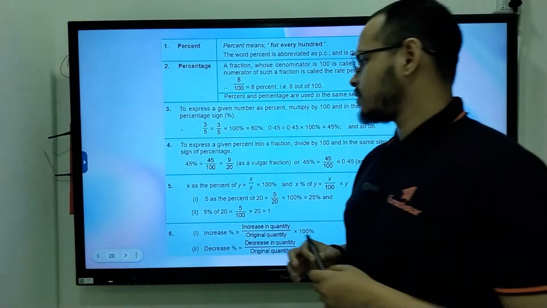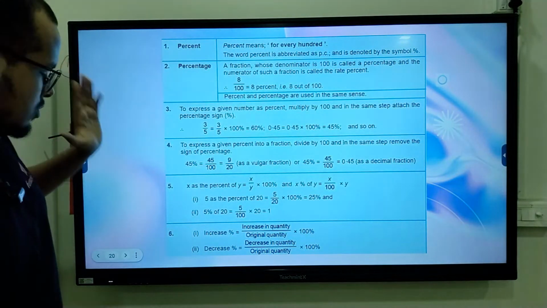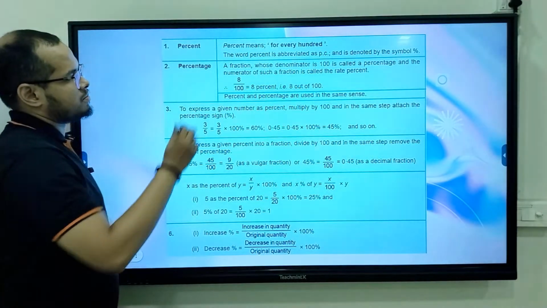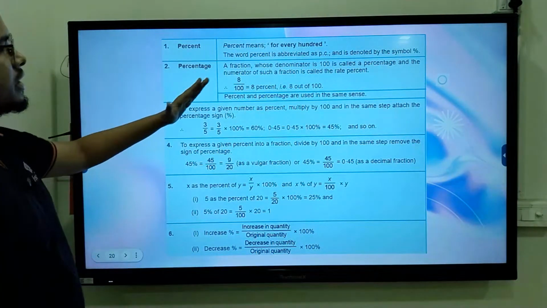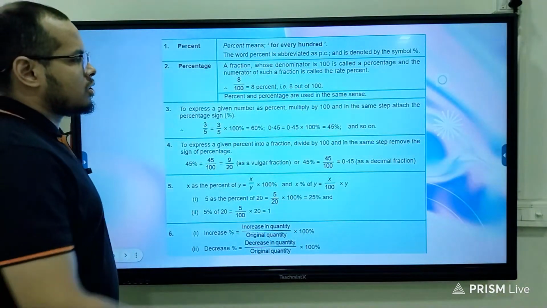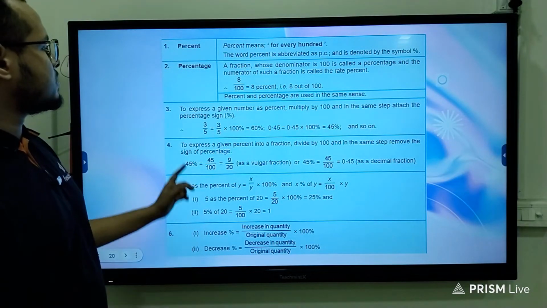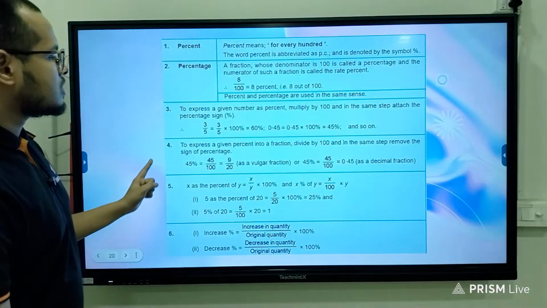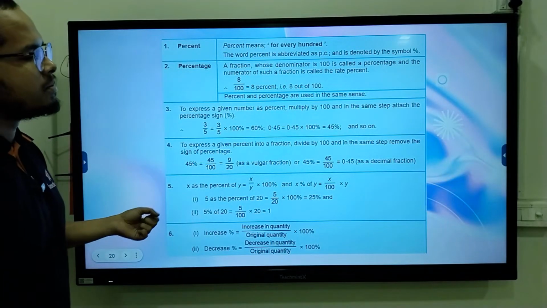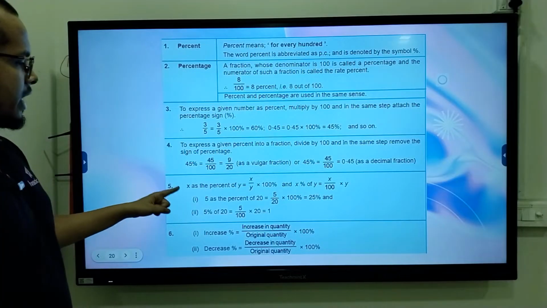Okay, I hope you have given this a watch. Now, let me run this over with you. Percent means for every 100, already done. Percentage, 8 by 100, already done. To express a given number as a percent, multiply it by 100 and put the percentage sign, already done. To express a given percent as a fraction, divide by 100 and remove the percentage sign. Already done.